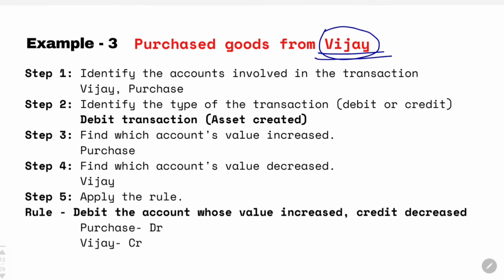So what are the two accounts? One is definitely purchase account, the other is Vijay's account. What is this type of transaction? Purchasing goods from someone is asset creation, or you can say an expense is created, right? So it is a debit transaction.